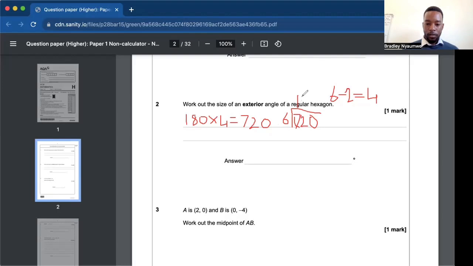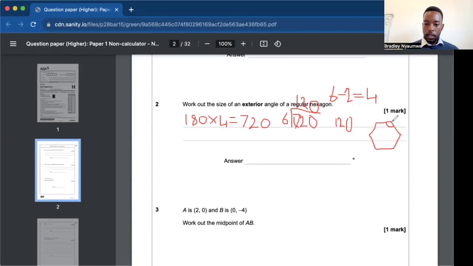12, 6 into 12 goes 1, and then 0. So 120 is our answer for one of the interior angles. But as you know, if I draw a really bad hexagon here, we've got one of these interior angles, that is 120, but the exterior angle goes out like this on a straight line.